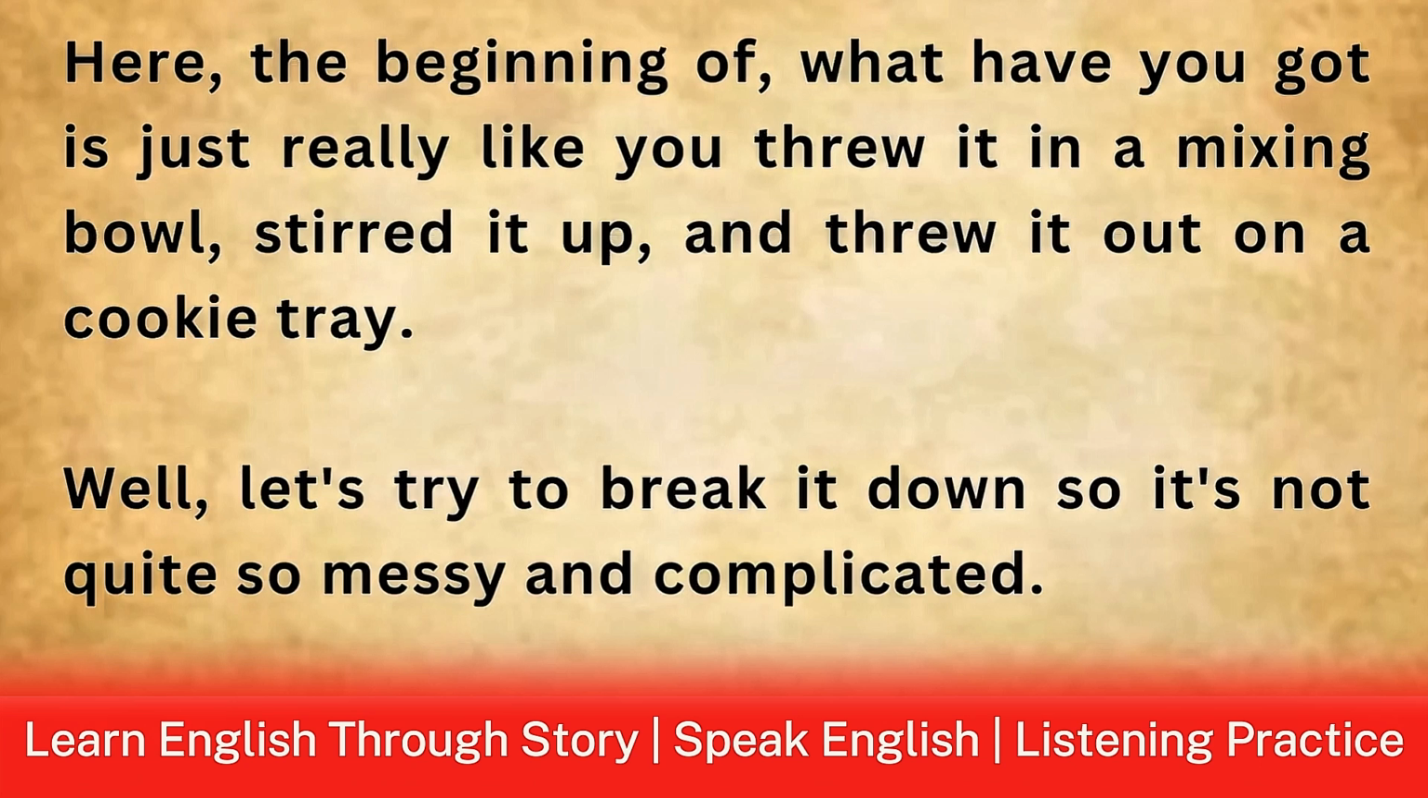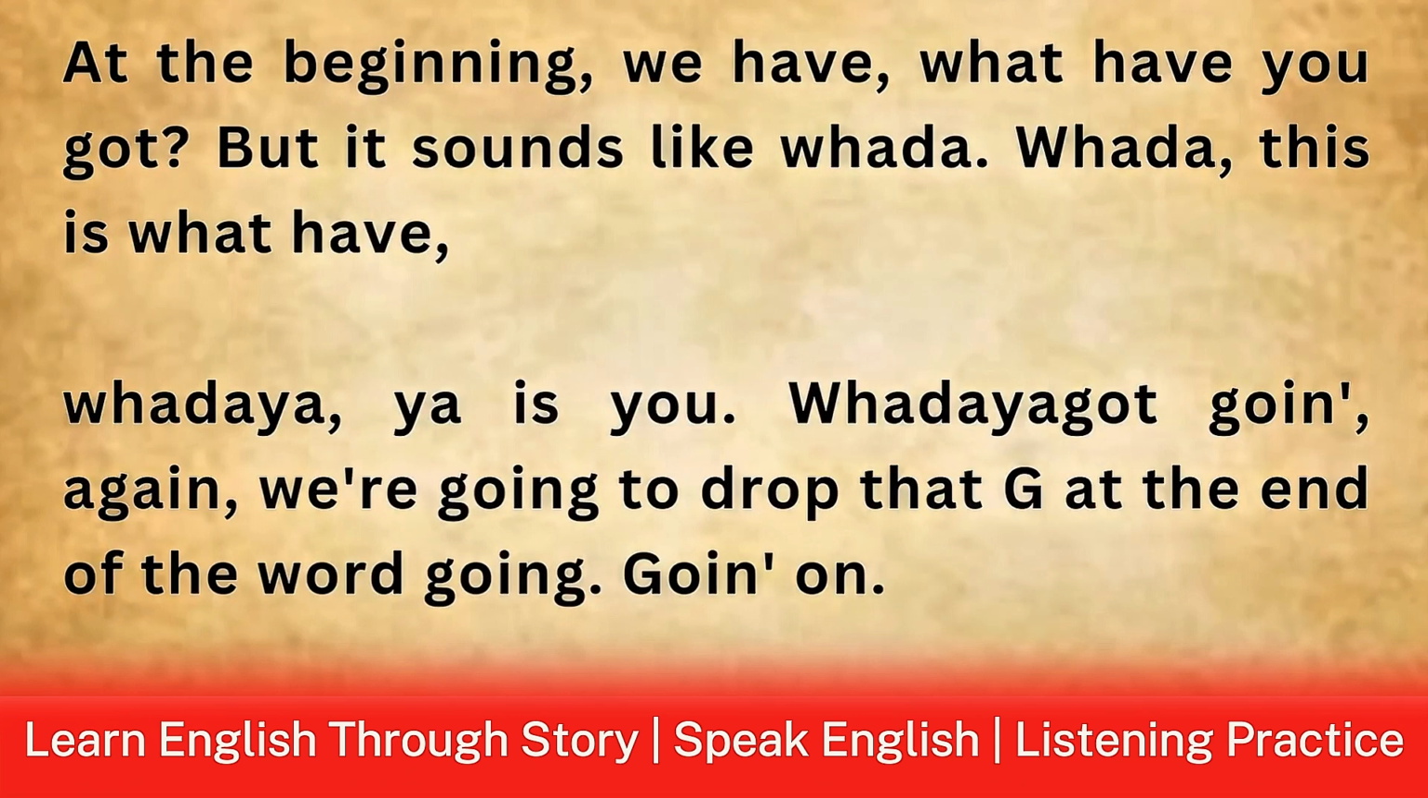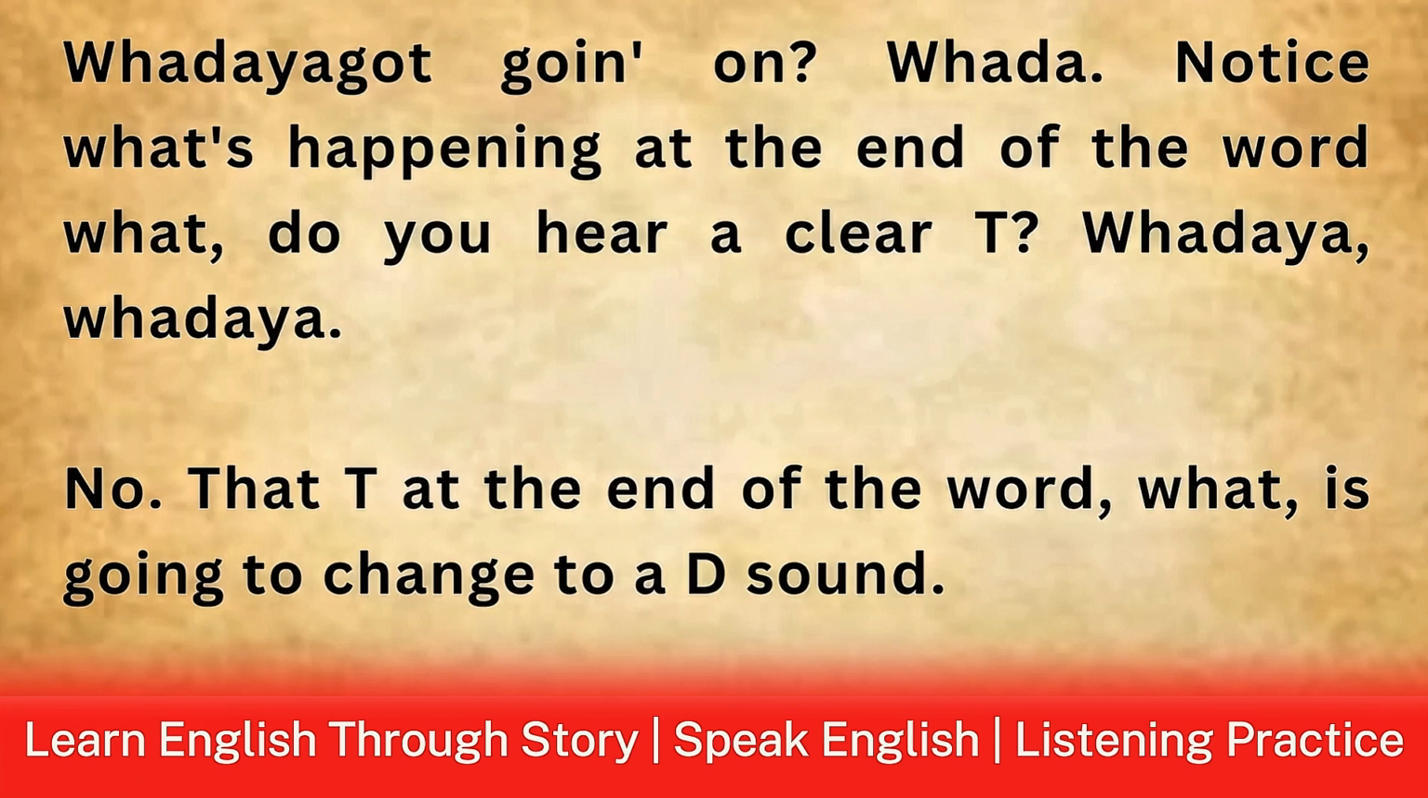Here, the beginning of what have you got is just really like you threw it in a mixing bowl, stirred it up, and threw it out on a cookie tray. Well, let's try to break it down so it's not quite so messy and complicated. At the beginning we have, what have you got? But it sounds like whata. Whata, this is what have. Whata ya, ya is you. What do you got going? Again, we're going to drop that G at the end of the word going. What do you got going on?